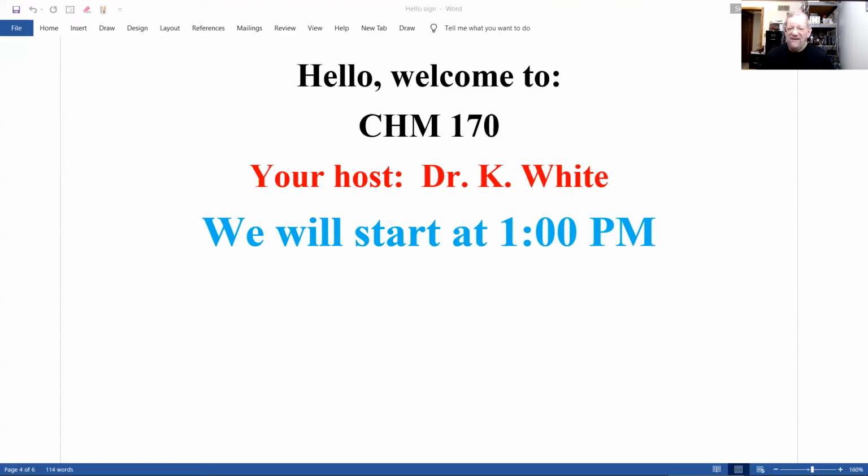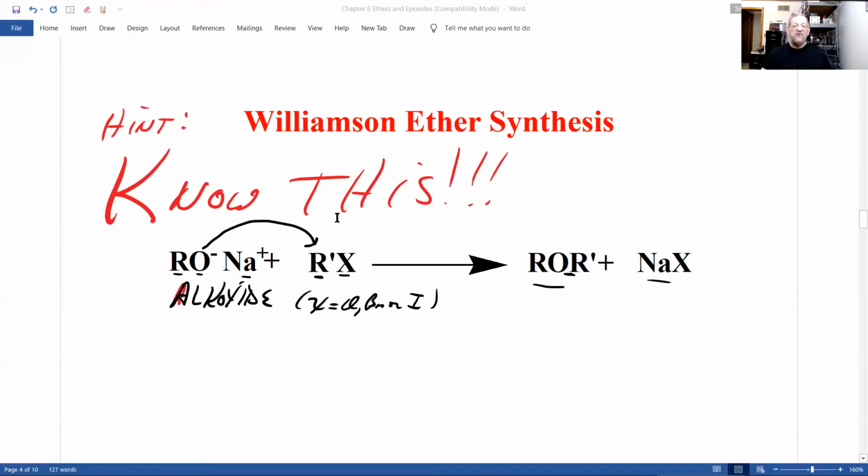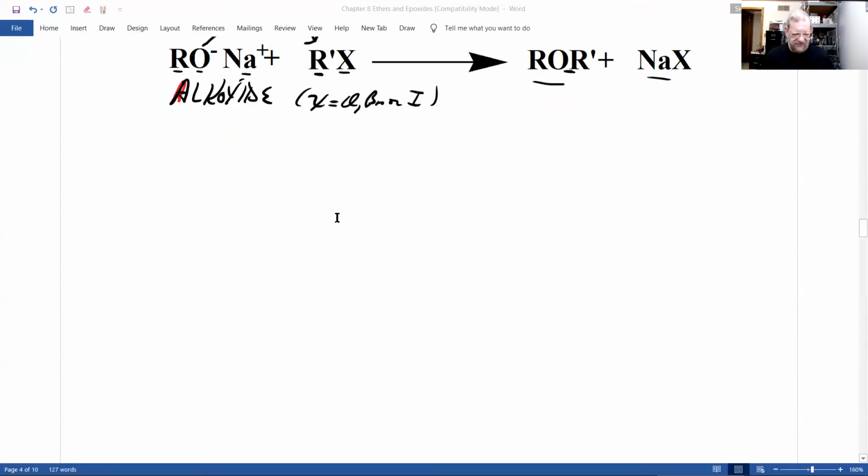That's not what I want. That's what I want. So that's the Williamson ether synthesis.